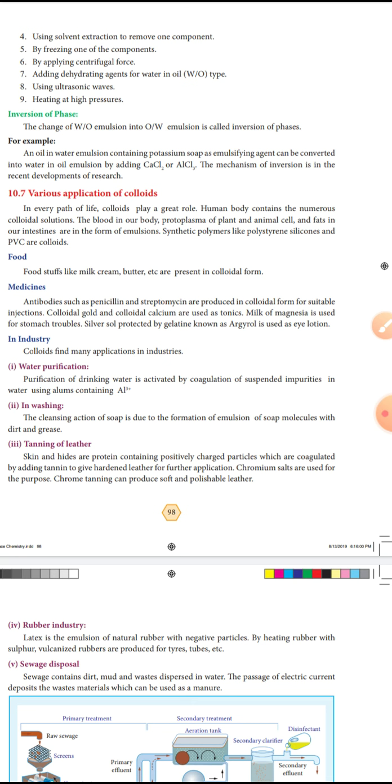The next industrial use of colloids is sewage disposal. Sewage contains dirt, mud and waste disposed in water. The passage of electric current deposits the waste material, which can be used as manure.